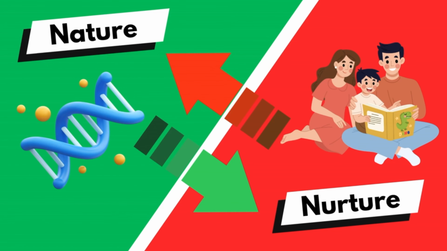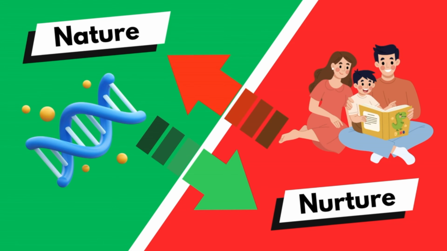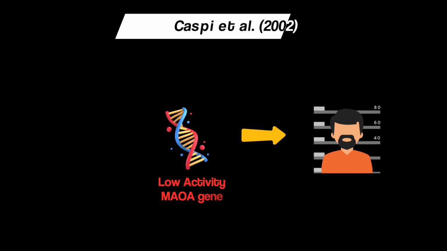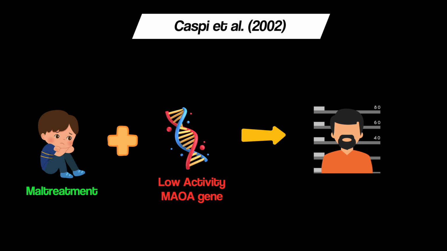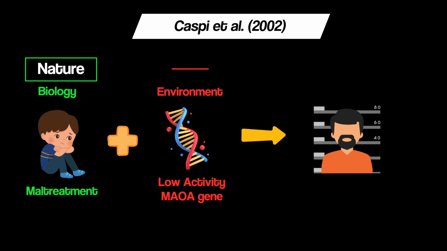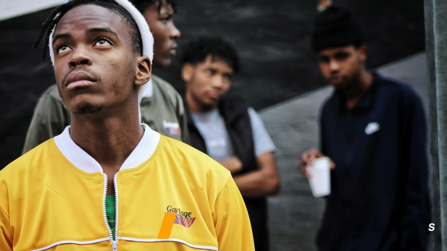However, much research has pointed to how criminal behaviour is not just nurture, but nature and nurture interacting with one another. You may remember the study by Caspi et al. in 2002, who found that if a child had the low activity MAOA gene, they are much more likely to develop antisocial behaviour problems if they also had experienced maltreatment. It's biology plus the environment. It's nature and nurture. You can have the biological factor, but there's also an environmental component.